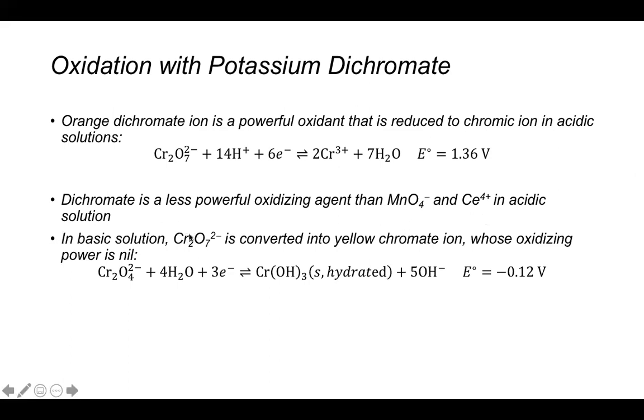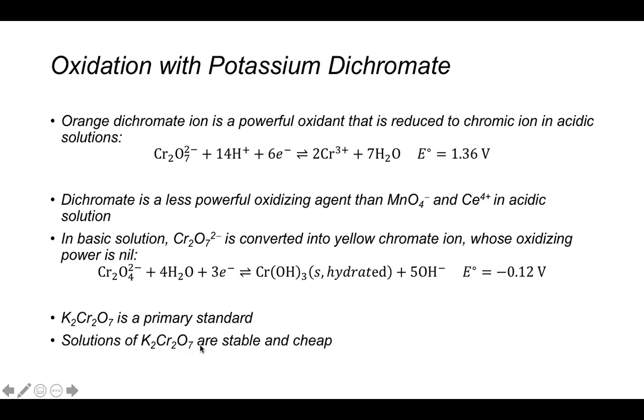In basic solution, dichromate is converted into yellow chromate ion, whose oxidizing power is nil, or it doesn't oxidize at all. And so it's here. Potassium dichromate is a primary standard. Almost all chemistry labs will have this. It's very useful for oxidation titrations. The solutions of potassium dichromate are stable and pretty cheap.